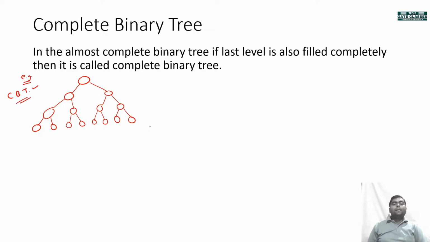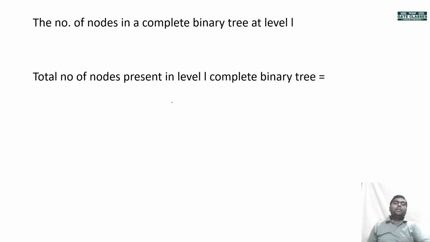Now there are a few conditions which we are going to check. There are a few important terms which we are finally deriving. So the number of nodes in a complete binary tree at level L: the number of nodes are 2 raised to the power L minus 1.